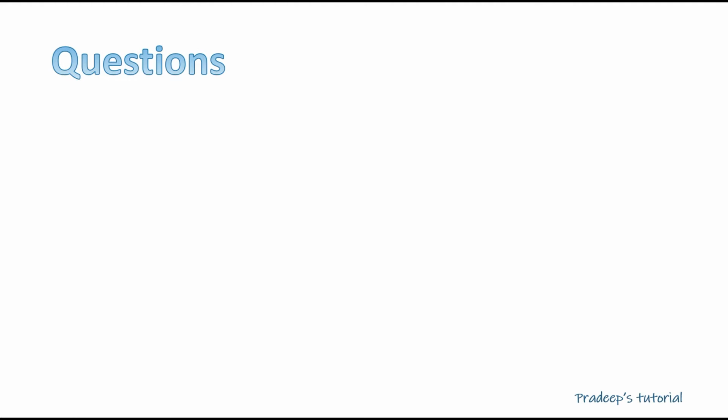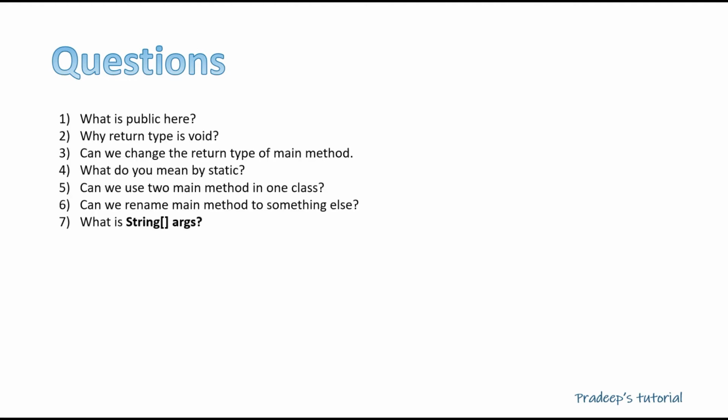But then the actual questions will come. What is public here? Why is the return type void? Can we change the return type of the main method? What do you mean by static? Can we use two main methods in one class? Can we rename the main method to something else? And what is String args? Probably there will be more questions here, and if you have something in your mind, you can put it in the comment section. So let's see what exactly the answers to all these questions are.